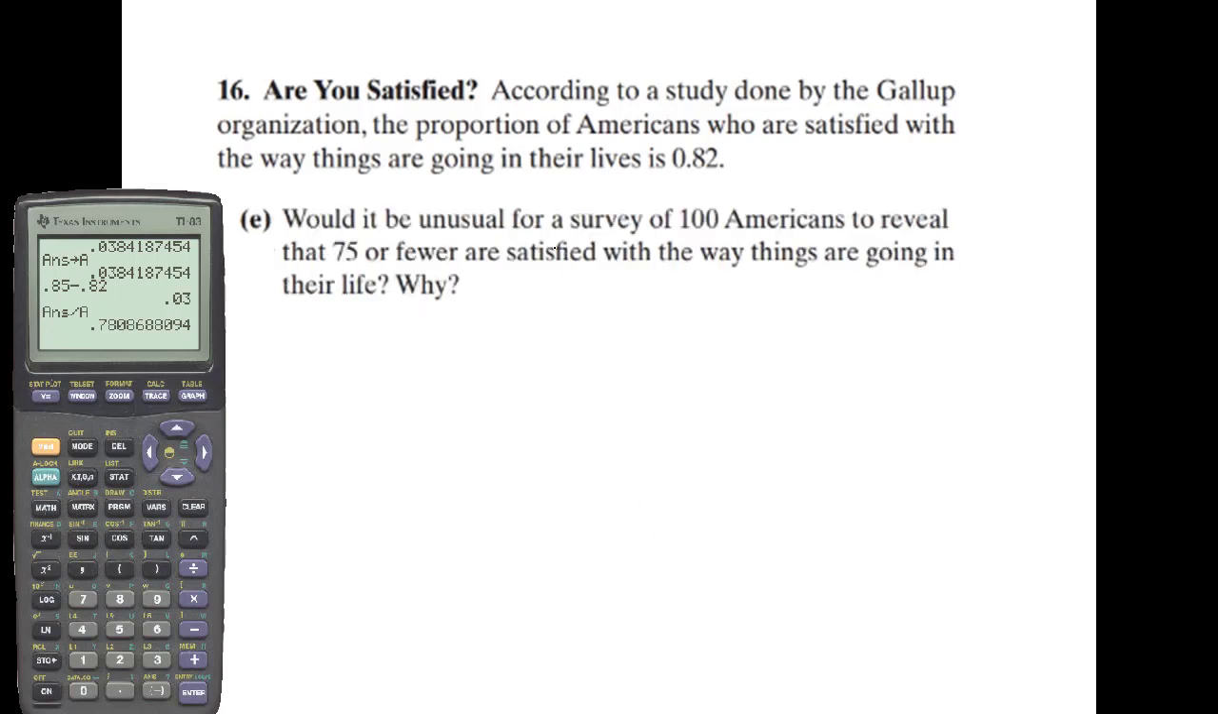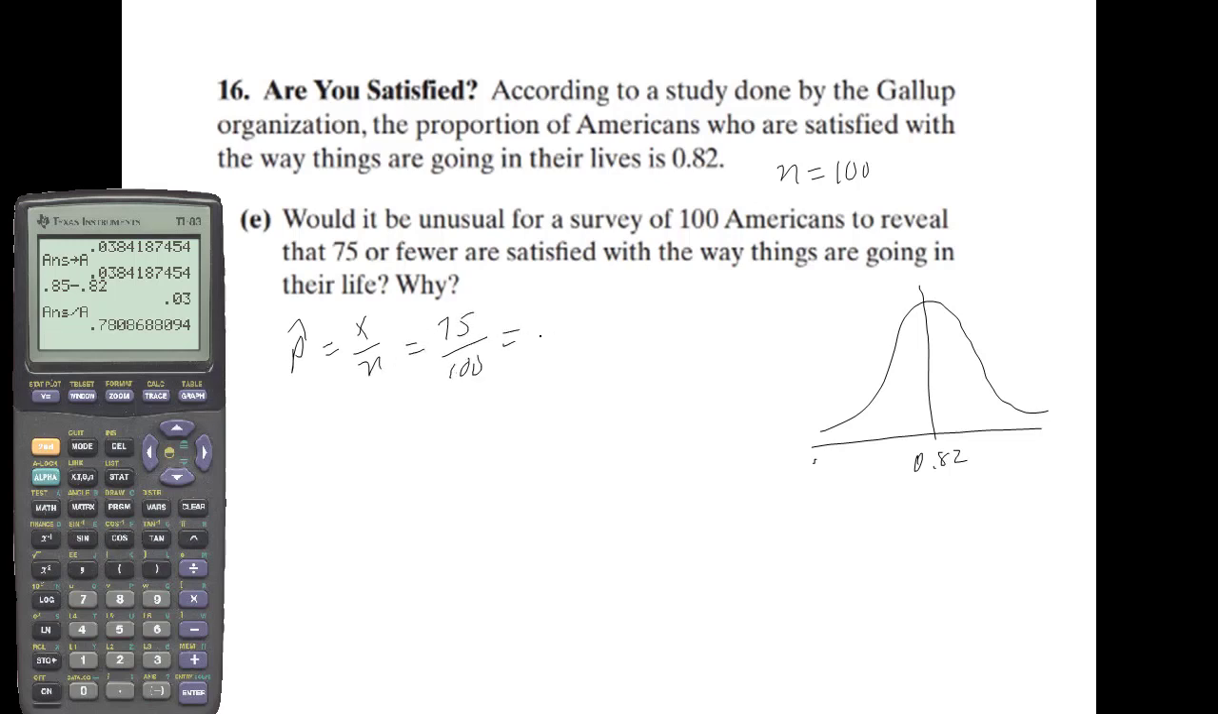So would it be unusual for a survey of 800? Okay. So we have the same thing. Remember that n is equal to 100. All right. So we got this going on. This is a beautiful curve, and then this is 0.82, and then now we want p hat, so p hat is equal to x divided by n. In this case, it's 75 over 100, so that makes it 0.75. So this is 0.75 down here that I'm looking at.